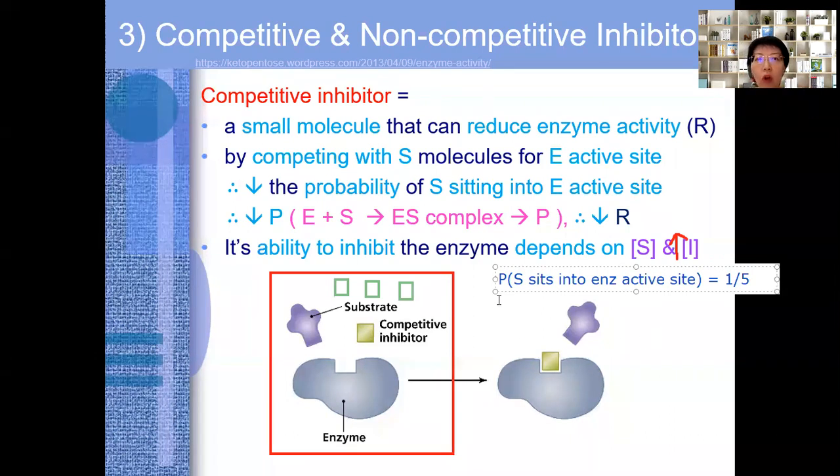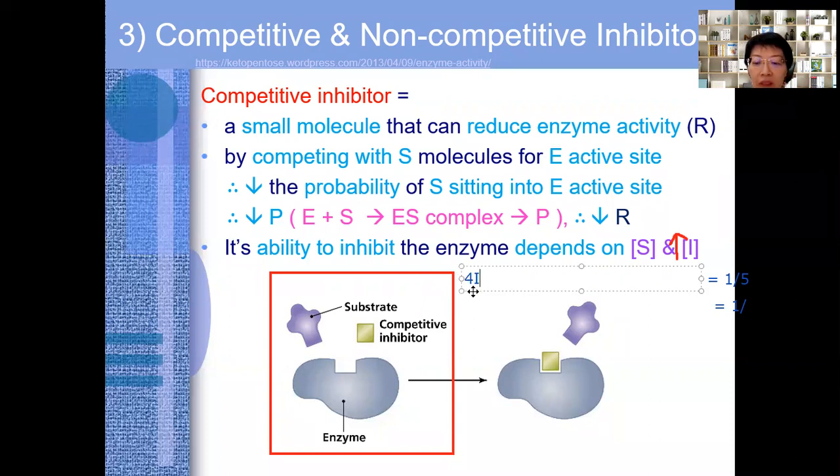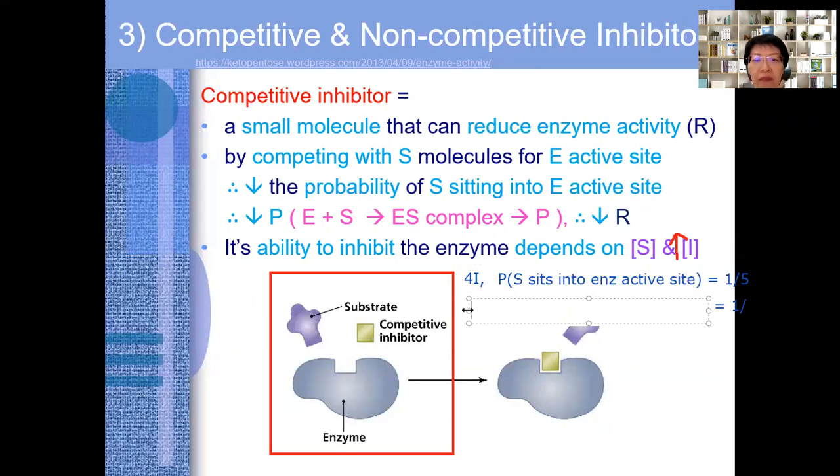Now, compared to when you originally had only 1 competitor. So when you only have 1 competitor, what is the probability of substrate sitting into the enzyme active site? John, 1 out of? John is not here, I think. So what about Andrea? 1/2. What is the probability? 1 out of 2. Yes, 1 out of 2.